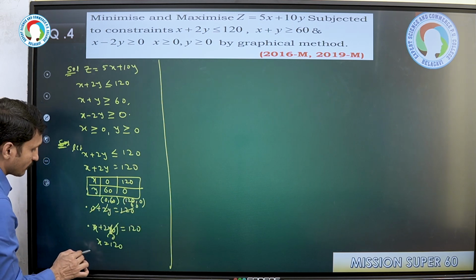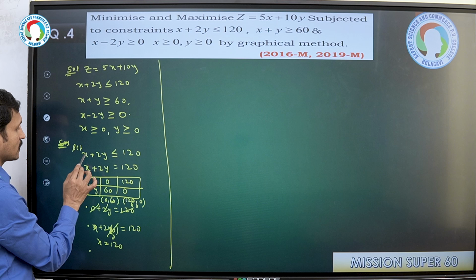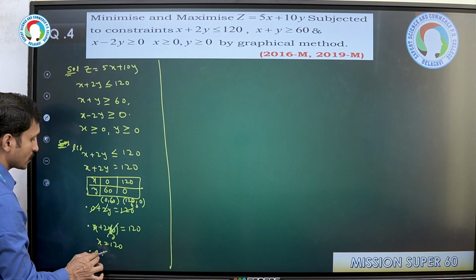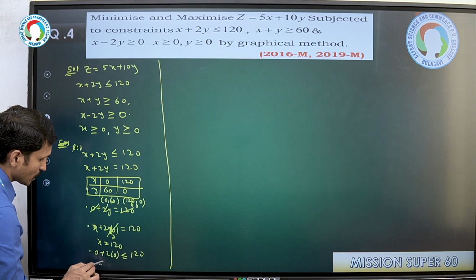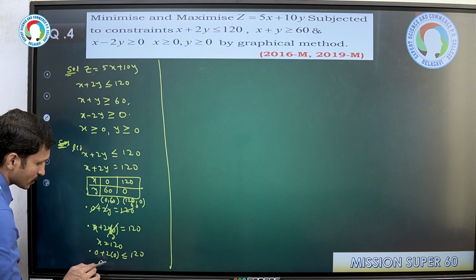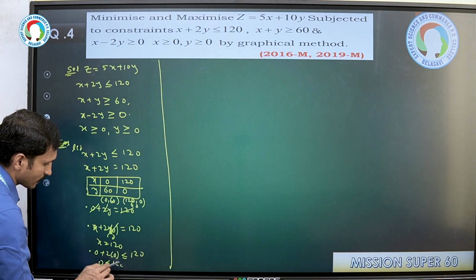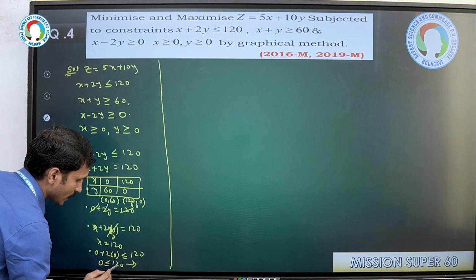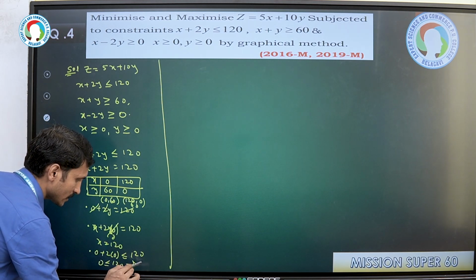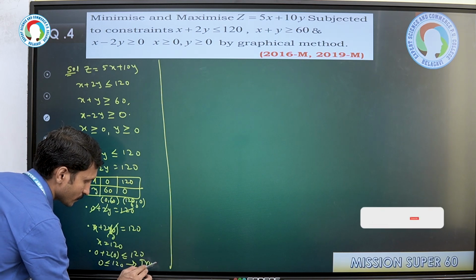Okay. After this, you want to check true and false. So put here 0 plus 2 times 0 is less than or equal to 120. So 2 into 0 is 0, 0 plus 0 is 0, and 0 is less than or equal to 120. It is correct, so it is true.